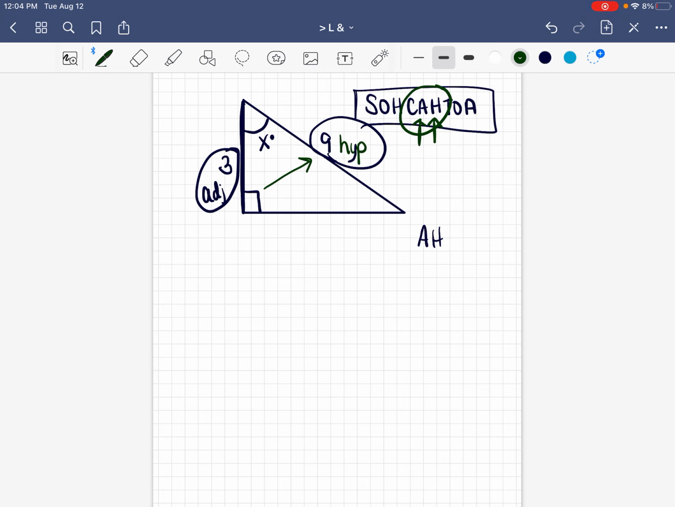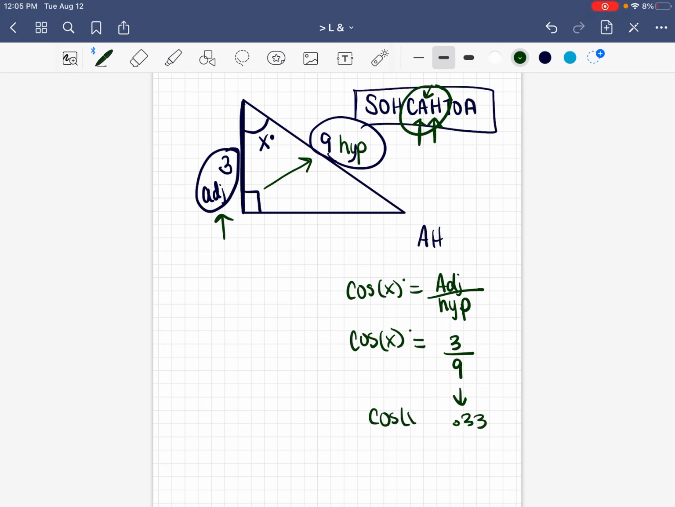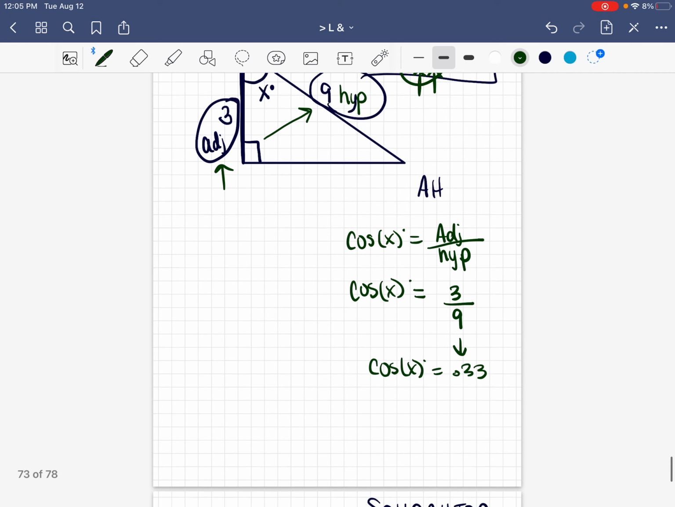So let's go ahead and write our equation. Cosine of angle X is equal to, and again, the order you keep the same. Adjacent goes on top, and then hypotenuse is on the bottom. So let's go ahead and solve this. It should be really simple. So cosine of angle X is equal to the adjacent, which was 3, over the hypotenuse, which is 9. The first thing we do is 3 over 9 in our calculators. So we do 3 divided by 9, which is equal to 0.33. And cosine of X is equal to 0.33.